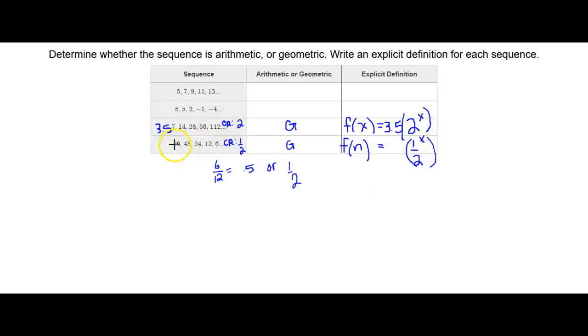And then we need to figure out, this is the first term, we need to find out what the 0 term is. So in this direction you're multiplying by 1/2 or dividing by 2. So in this direction, you're going to be dividing by 1/2 or multiplying by 2. So if you take 96 times 2, you would get 192. So your number out here would be 192 times 1/2 to the power of x.